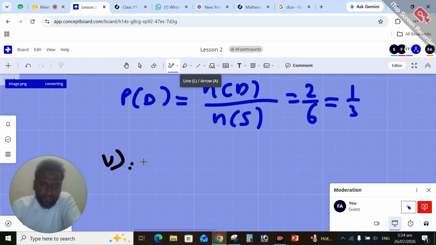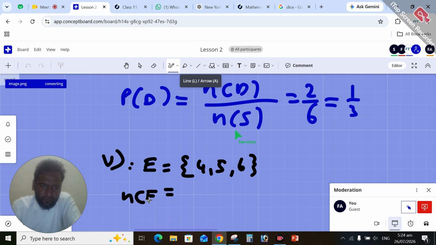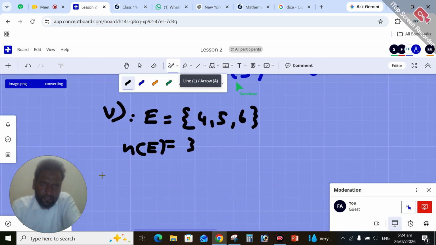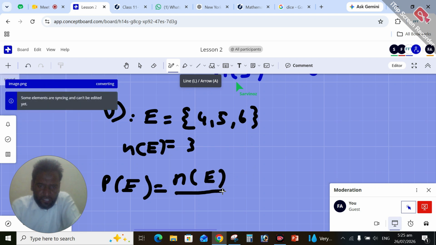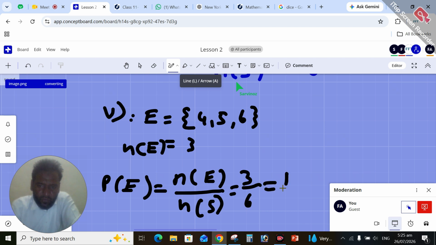So this is E, and the elements are 4, 5 and 6. Number of E is 3, and the total sample space is 6. So this is 3 over 6, and 3 1s are 3 and 2 3s are 6, so 1 over 2.